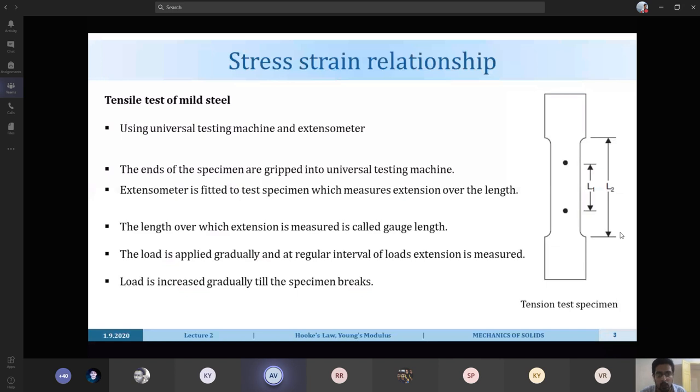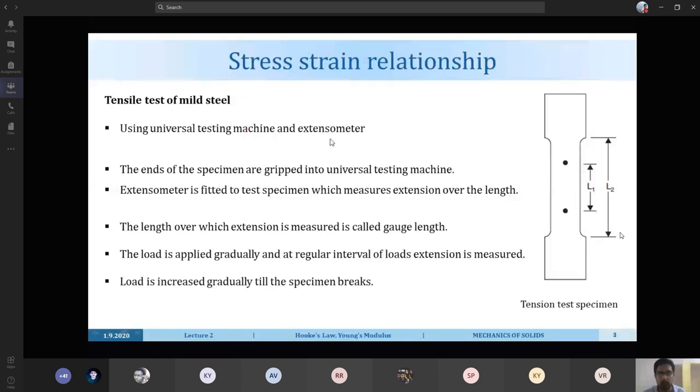So as civil engineers, we will be more interested in finding the stress strain curve for steel. We are focusing on mild steel, with low carbon content. And for plotting this stress strain curve, we will use a universal testing machine, and we will use an extensometer.